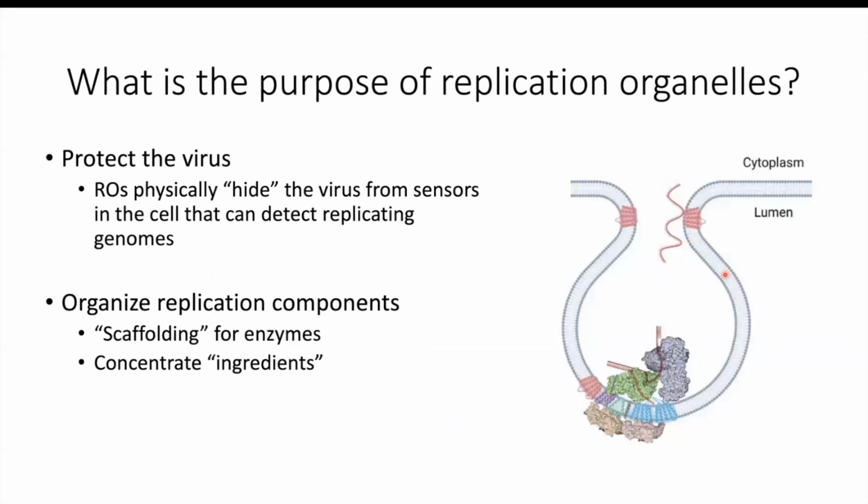The other thing it serves to do is to organize replication components. You can think of this like when you're cooking in the kitchen. You want to have all your tools and your ingredients right next to you. And so that's what this does. It's a scaffolding that physically concentrates things closer together, and so it's easier for the virus to do the things that it needs to do to replicate.